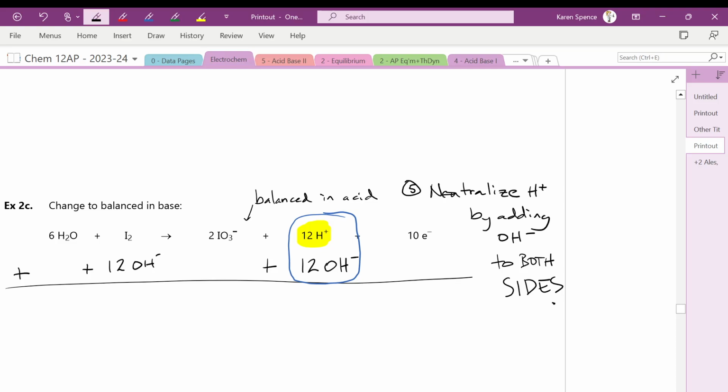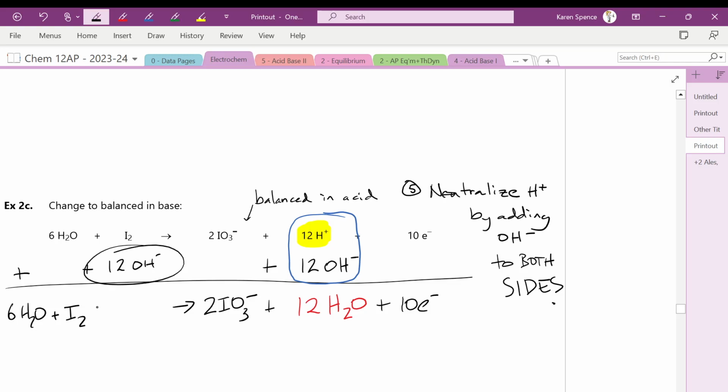What are we going to get from our 12 hydrogen and our 12 hydroxides? We're going to get 12H2O. So when we add it, we don't just write 12H and 12OH, we write 12H2O, and everything else just stays the same. But of course, on the reactants, we will have 6 water plus I2, and we will also have those 12 OH minus. Yes.